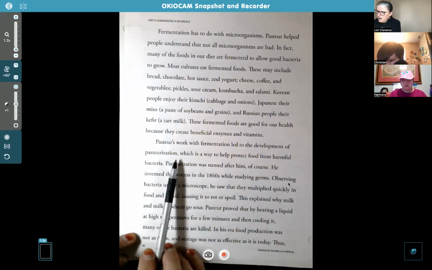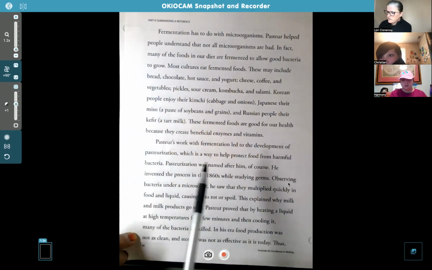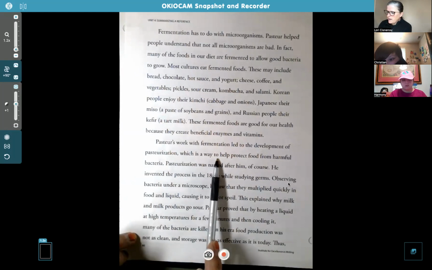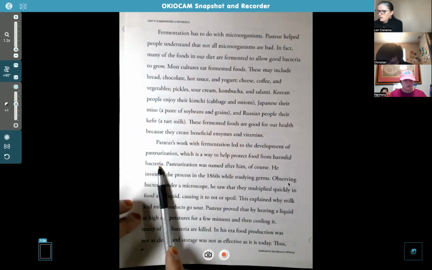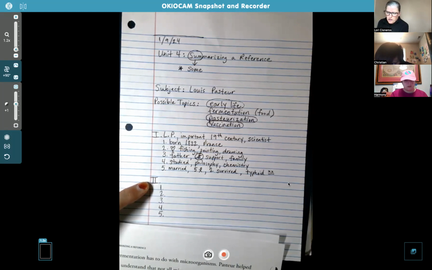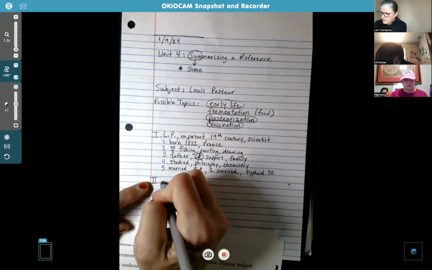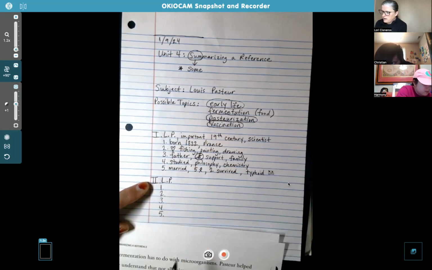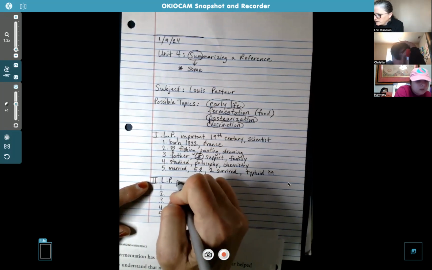I like how the first sentence kind of tells a little bit about what pasteurization means, because it says right here, a way to help protect food from harmful bacteria. So I think we should mention that in Roman numeral 2, because we're introducing a new paragraph here. Let's use his initials again, LP, because we need to mention his name again there. LP, and he developed pasteurization. So let's put pasteurization here next.